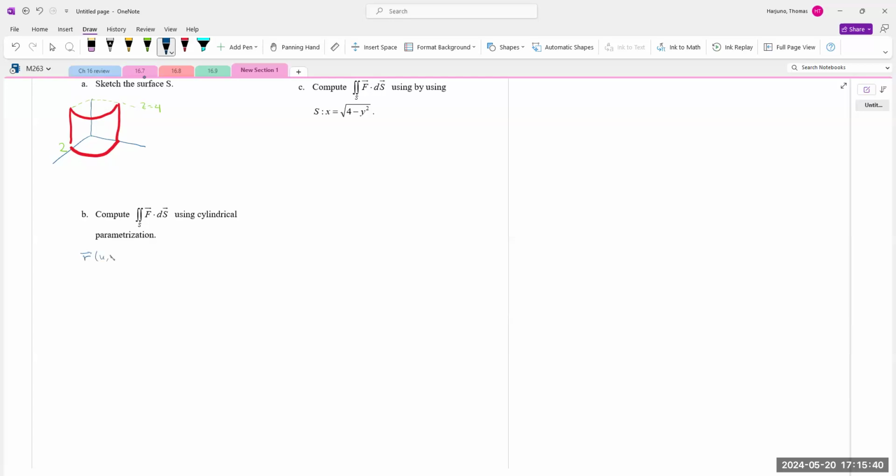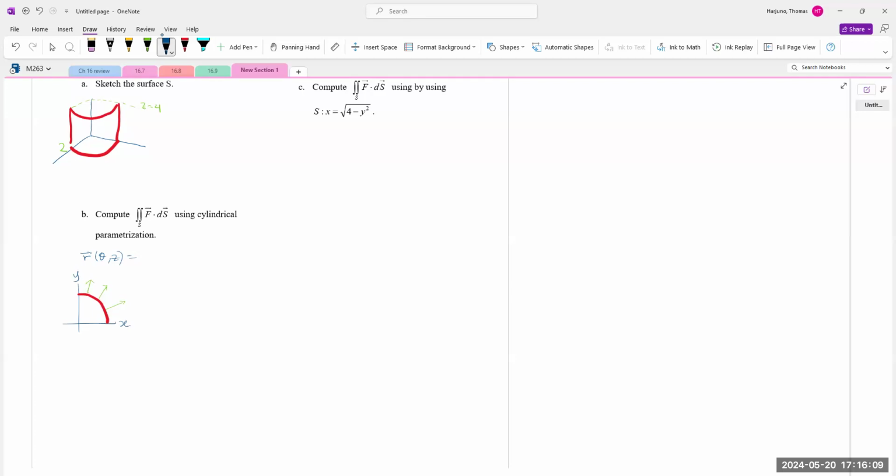Oh, okay. So the r(u,v). In this case, I will use theta and z. If you take a look in the first octant, this is the view from above. This is x and this is y. The vector normal to it is this one, right?